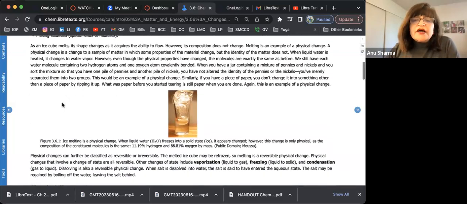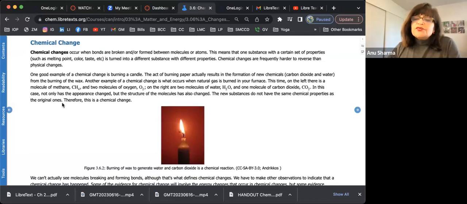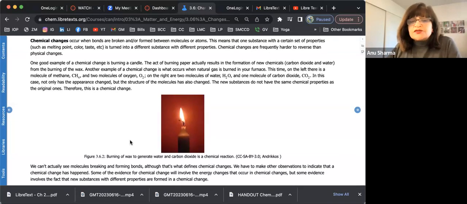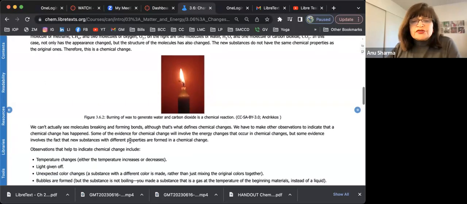Okay, so chemical changes are more complex changes. A new substance is always formed. The first substance loses its own identity, and the new substance that is formed has a totally new set of properties. Okay, and you cannot go back to the original substance.